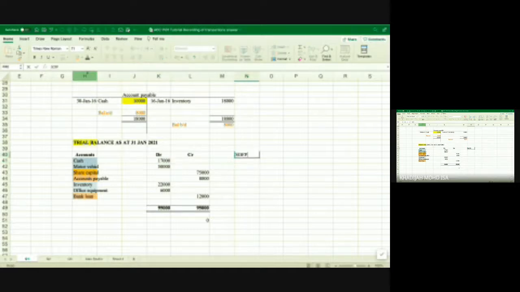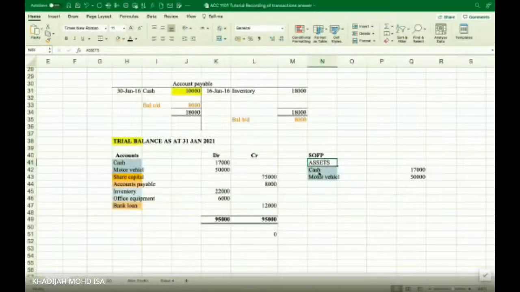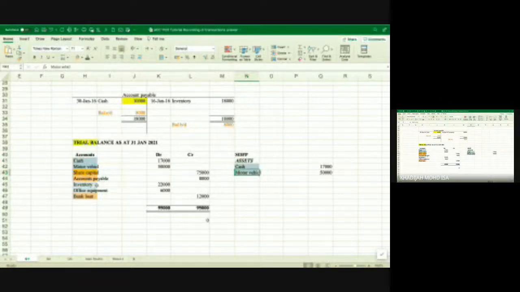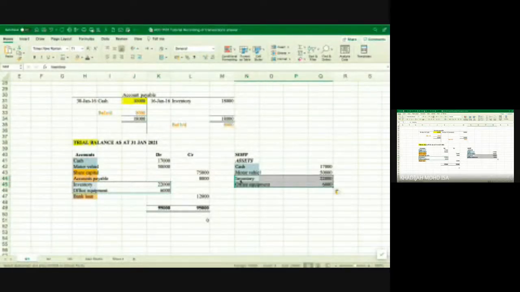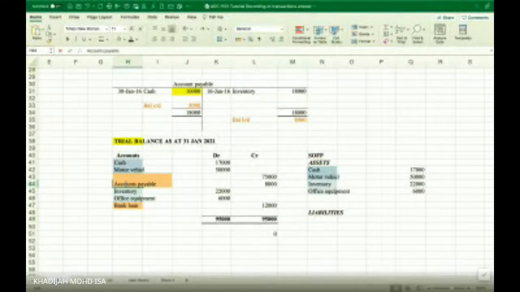If you look at your SOFP quickly, let's do this. Command C, Command V. This is the SOFP, the statement of financial position. So your assets are your cash, motor vehicle, then you take all this inventory and your office equipment. Command C, it should be here. Command V, and then here are your liabilities. In case you have accounts payable.